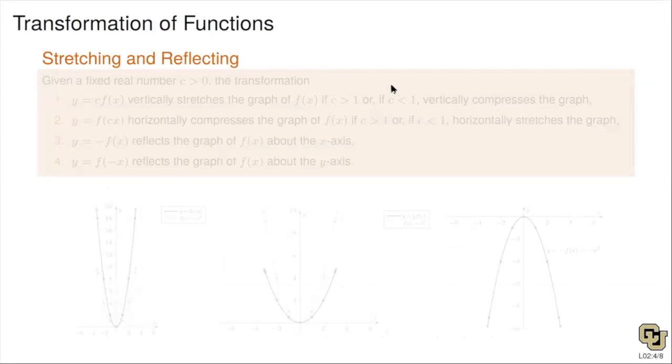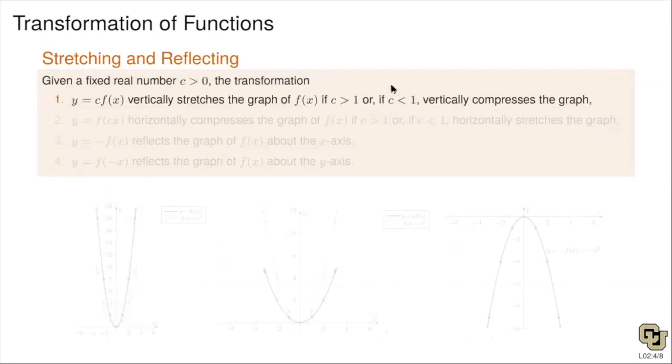So here, we're interested in what happens when you multiply or divide a function by a constant. In the previous slide, we were adding or subtracting a constant. And again, here we want to know what's the effect when you multiply or divide to the range variable. What's the effect if you multiply and divide on the domain variable?